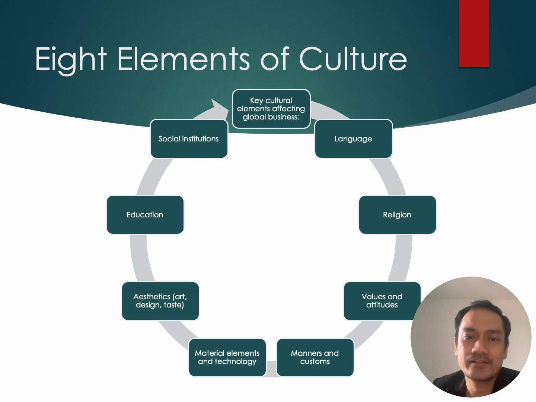Now, what are the 8 elements of culture? First is language. Secondly, religion. Third, values and attitudes. Fourth, manners and customs. Next, material elements and technology. Next is aesthetics, which includes art, design, and taste. Next, education, and finally, social institutions. These cultural components influence how society thinks, communicates, and conducts business.